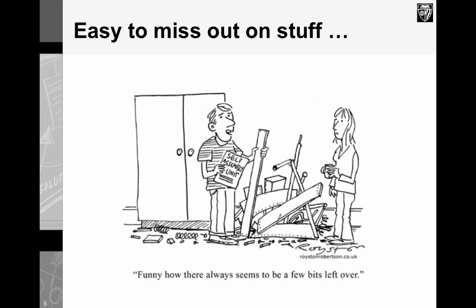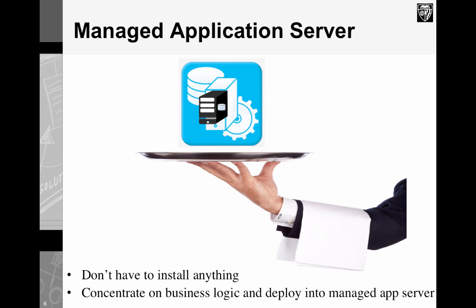And when you manage your own application server, it's easy to miss out on stuff, right? It's almost like building your own chair from a product from IKEA. You always realize that you have a few bits left over and you don't know exactly if you did everything right or wrong. So you can miss out on things. A better idea would be to go for a managed application server. In such a model, the application server is available for you, ready to use. You don't really have to install anything, and so you primarily concentrate on the business logic and you deploy to your managed application server.